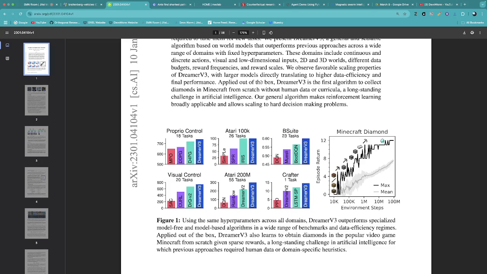Yeah, so I guess what they're doing here is there's a control task, proprio control, Atari 100K, BSuite, visual control, Atari 200M, and Crafter, and they have the different, I guess, older Dreamers, or some other approaches. I don't know what these different algorithms are. All right, so those are basically the benchmarks.